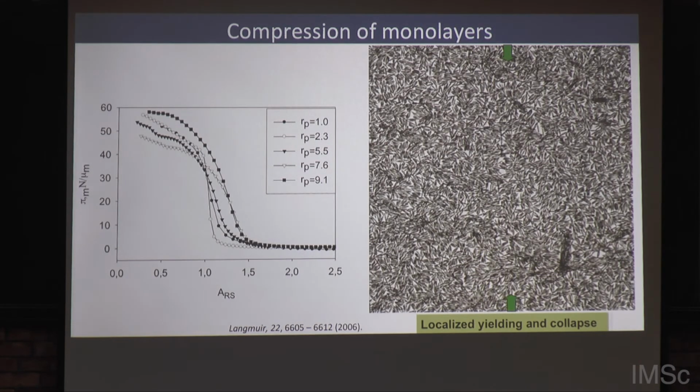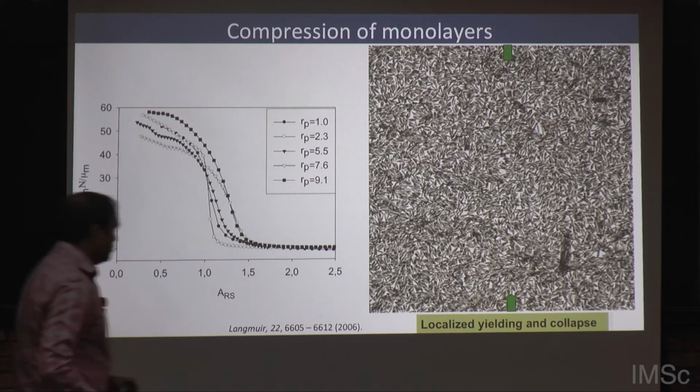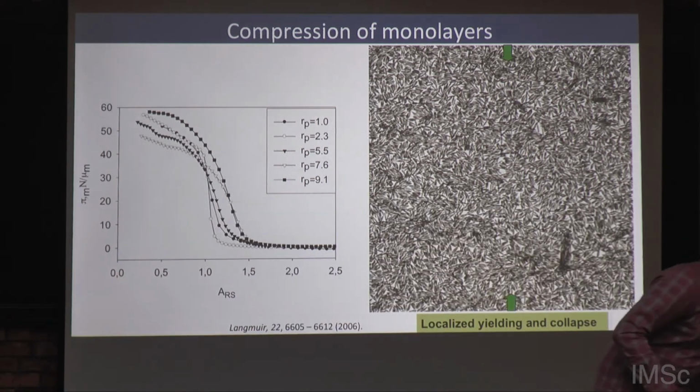So before I show the movie, this is a case where the surface pressure area isotherms were measured for different aspect ratios. Okay, and I'm going to show you a movie where you can see this.